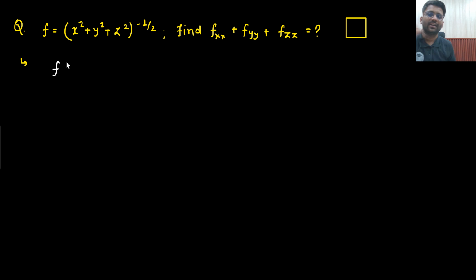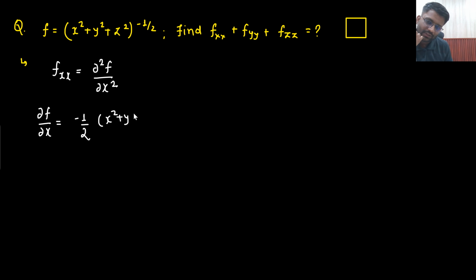Have some patience and let's get started. What is the meaning of fxx? That means you need to differentiate the function f with respect to x twice. So first let's find out del f by del x. What I will get? Sir, this minus 1 by 2 will come in front, x square plus y square plus z square, then power will be subtracted, minus 3 by 2, and then sir this will be differentiated. So here sir y square is constant, z square is constant, differentiation of x square will be 2x only. Differentiation of x square 2x, differentiation of y square which is constant 0, z square which is constant 0. This is the answer you are getting for del f by del x.